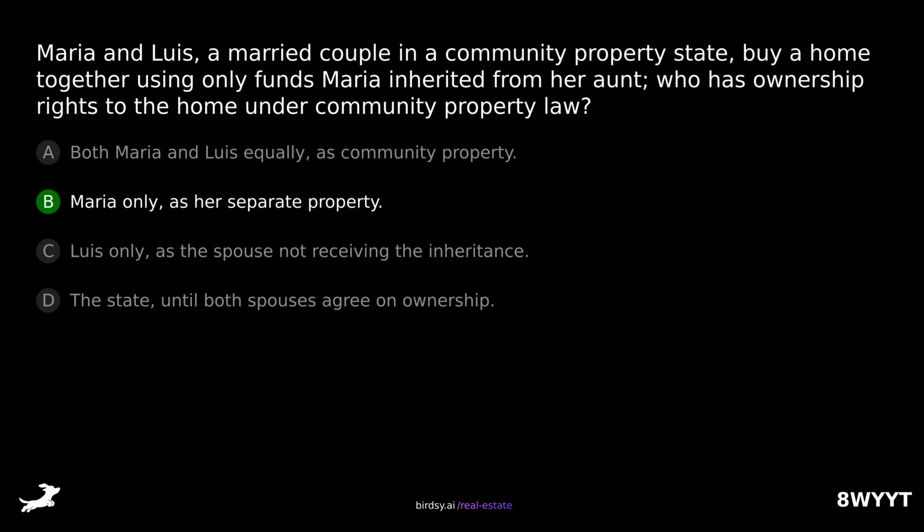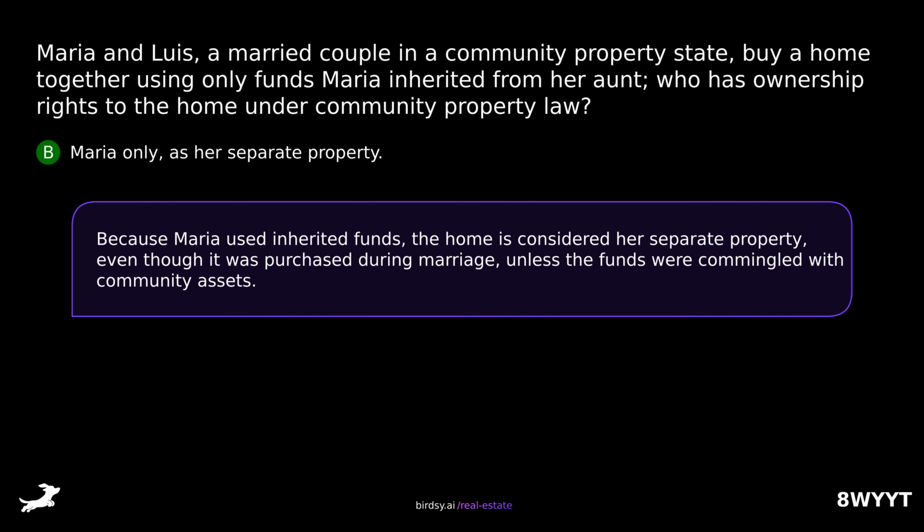The correct answer is B, Maria only as her separate property. Because Maria used inherited funds, the home is considered her separate property, even though it was purchased during marriage, unless the funds were commingled with community assets.